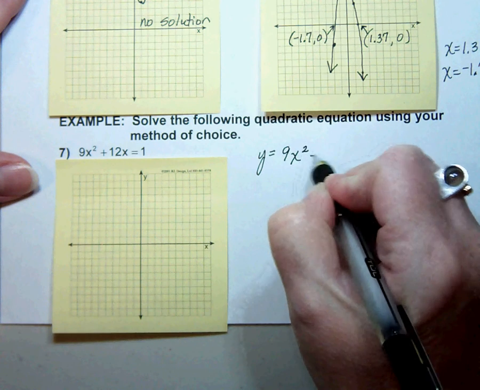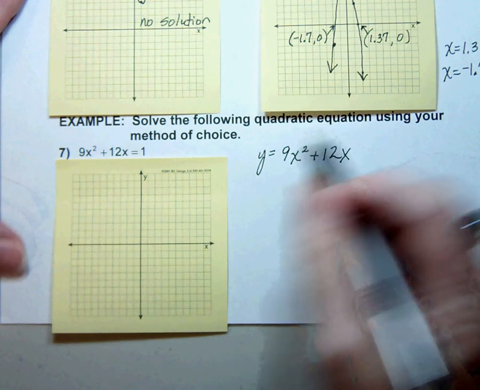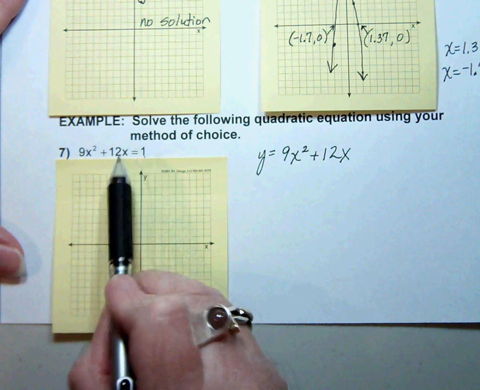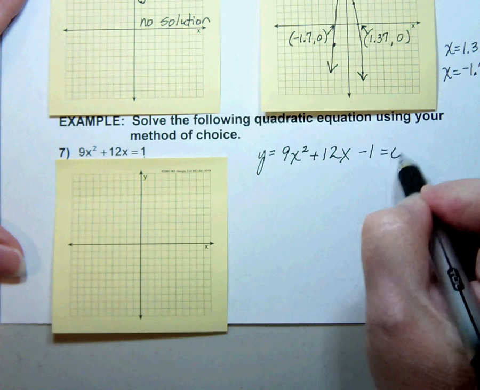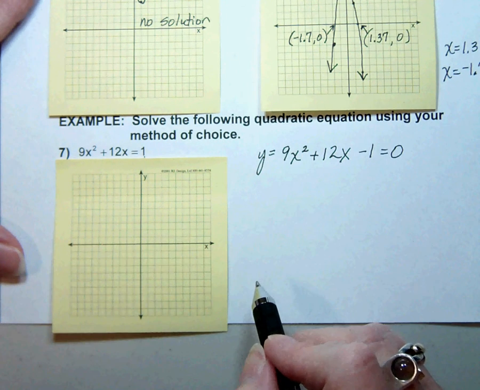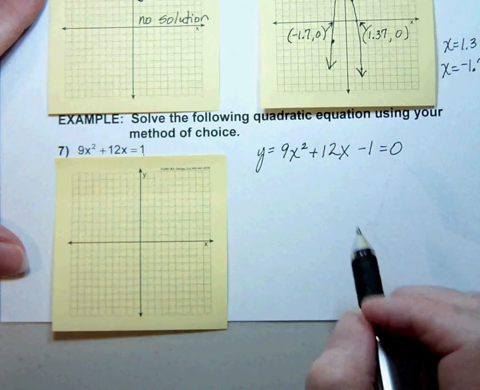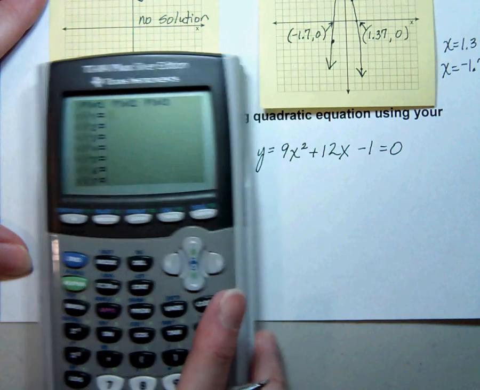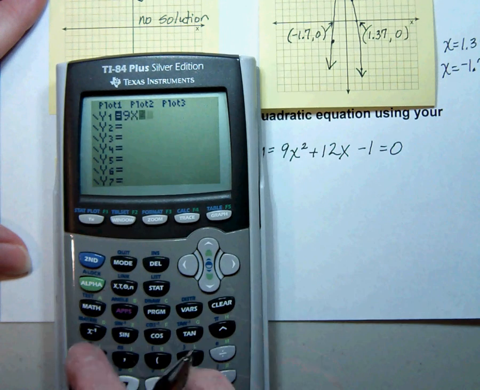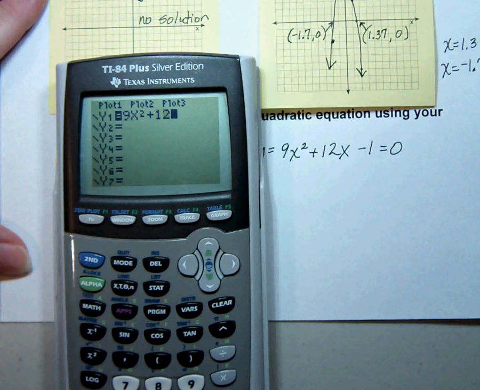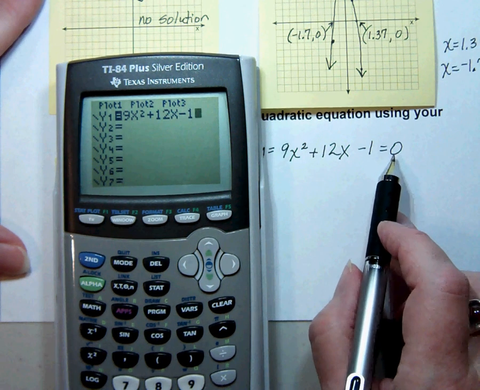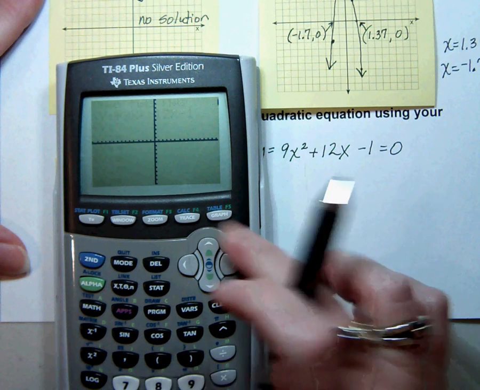So 9x squared plus 12x. Again, this is not in standard form. This 1 is on the right side of the equal sign, and it's positive, so to bring it over, it would become a negative. So it's 9x squared plus 12x minus 1 equals 0. Let's put that in the calculator and see what happens. 9x squared plus 12x minus 1. Now remember, the equals 0 part, you don't put that in, you just put in the standard form. And let's push graph.